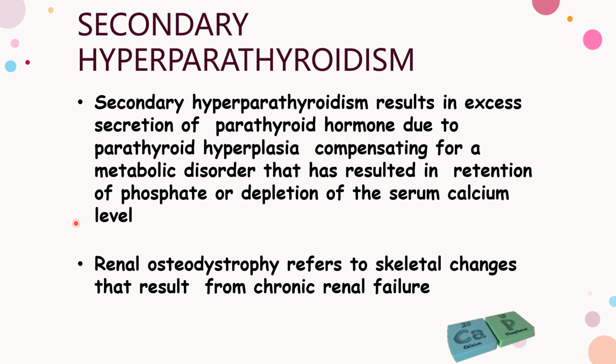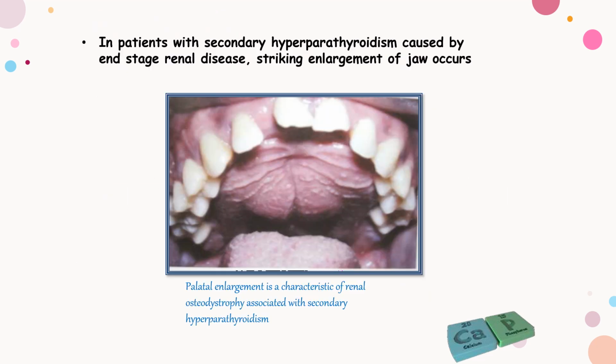And renal osteodystrophy refers to skeletal changes that result from chronic renal failure. In patients with secondary hyperparathyroidism caused by end-stage renal disease, striking enlargement of the jaw occurs. So this is the enlargement of the jaw. Palatal enlargement is a characteristic of renal osteodystrophy associated with secondary hyperparathyroidism.